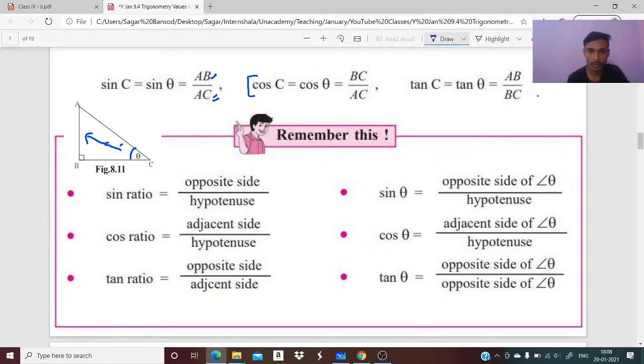Similarly for cos theta, cos theta is given by the adjacent side to my angle upon hypotenuse. BC is the adjacent side and AC is the hypotenuse, therefore cos C will be BC upon AC. And for tan theta, tan theta is given by the opposite side to my angle upon the adjacent side to my angle, therefore tan C is given by the opposite side, which is AB, upon the adjacent side, which is BC.